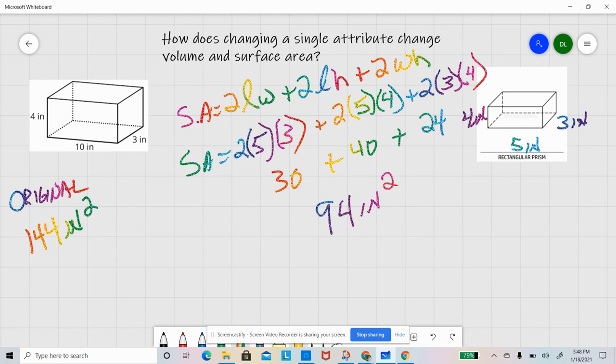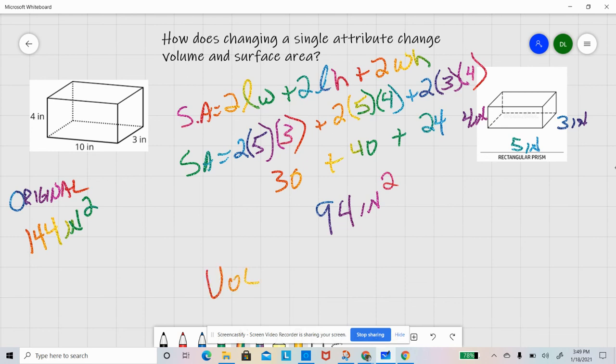Oh, so there's the answer to our question. How does changing a single attribute change the volume and surface area of a rectangular prism? So volume is proportional. It changes exactly how you change that attribute. Double it, the volume doubles. Cut it in half, you cut the volume in half. But surface area has no correlation. There is no proportional difference, right? It's just going to be smaller because obviously the length is smaller, but there is no, if you do this, then this exactly happens. So that's what I want you to remember.